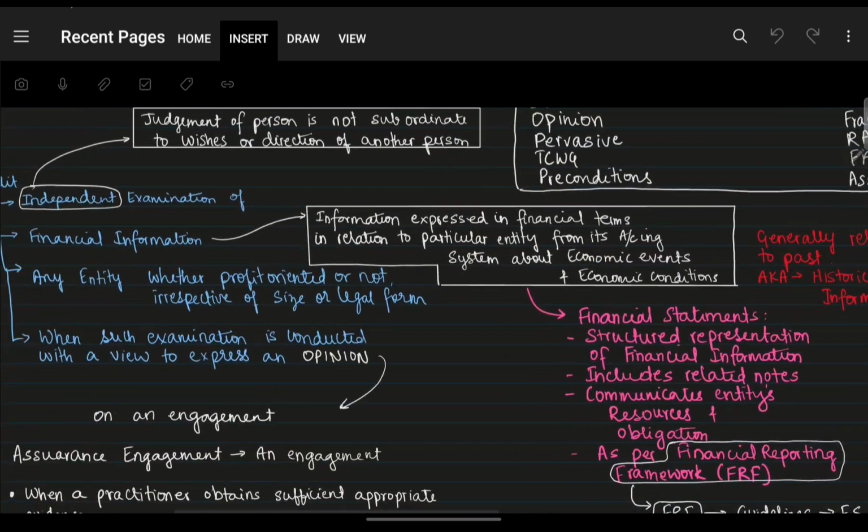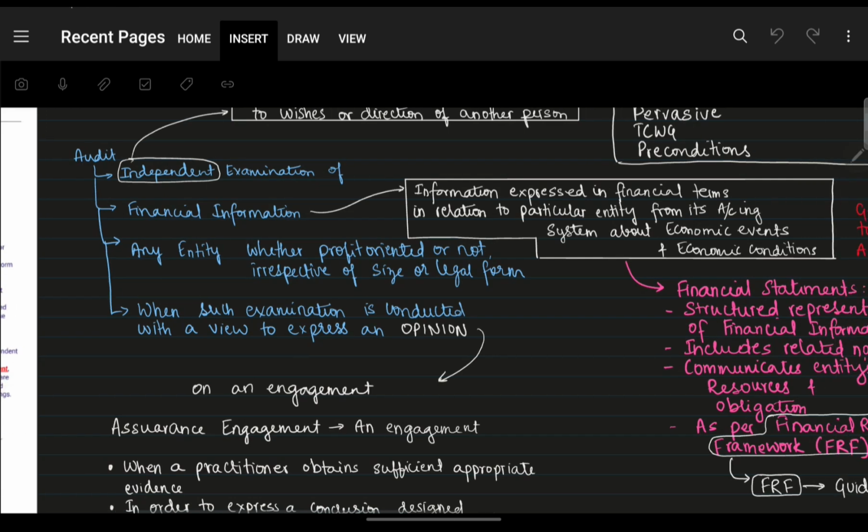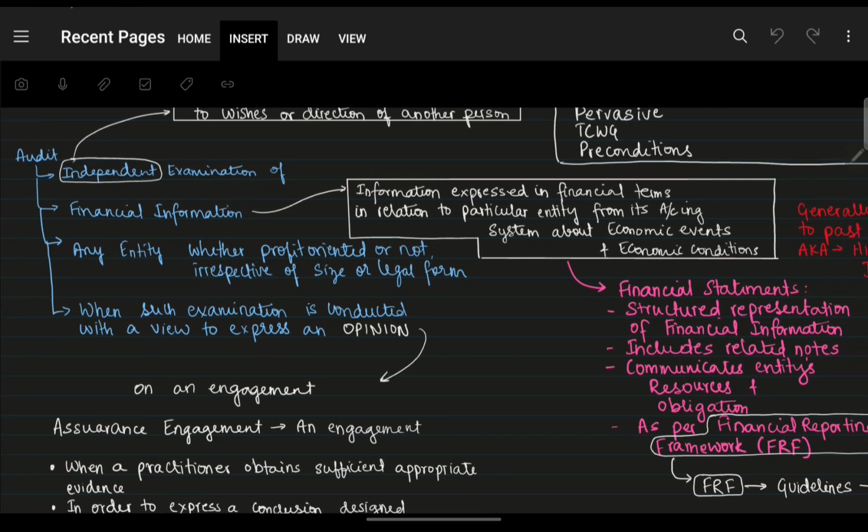So that was what we had discussed about audit, and we had seen what financial information means also. This financial information is the historical financial information, and this is the information that is expressed in financial terms relating to a particular entity from its accounting system, about the economic events and conditions of that particular entity.